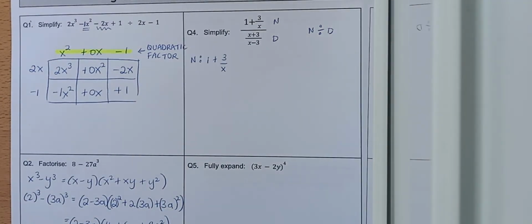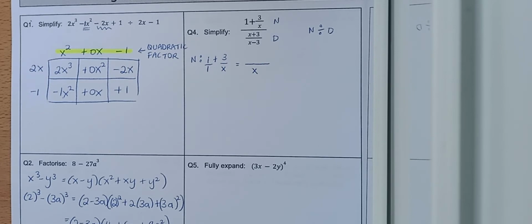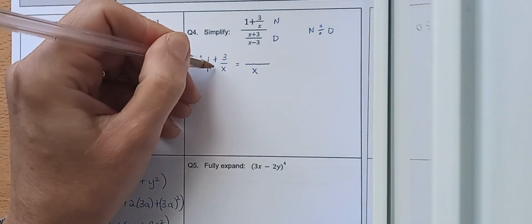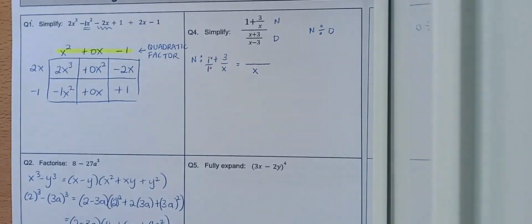And I want to write this as one fraction. So I'm going to start off by putting that 1 over 1, and then I'll get a common denominator for that, and that's going to be x. And then looking back to my 2 original fractions, I can see that, well, to get from 1 to x, I have to times by x. So I'll have to times the top by x as well.